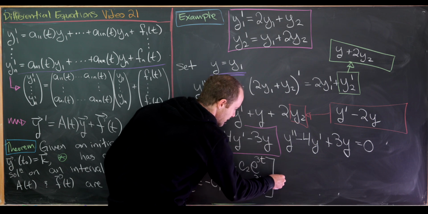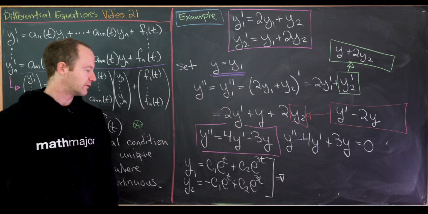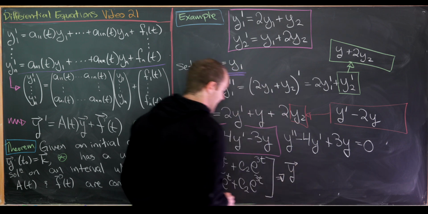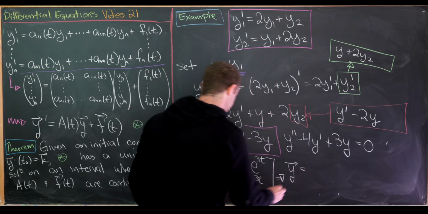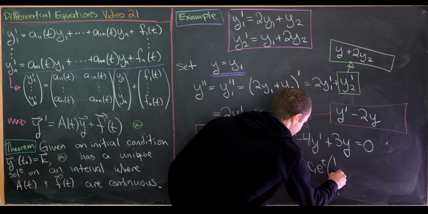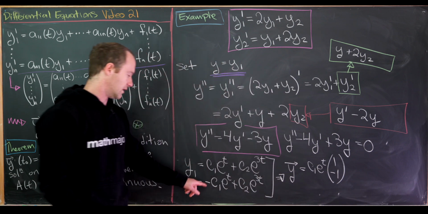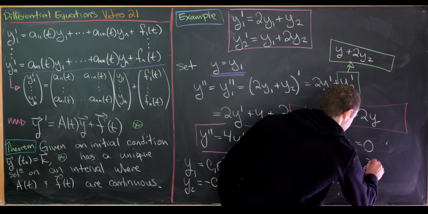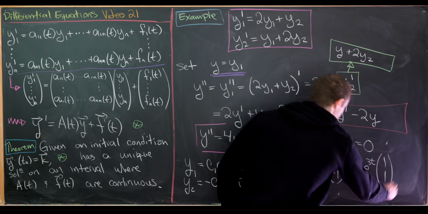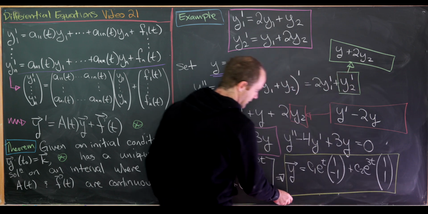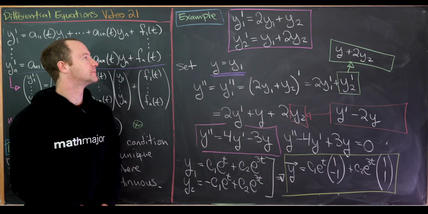So if we were to go ahead and put this in matrix vector form, we would have something like this. So we'll have y vector is equal to, let's write maybe c1 e to the t, and then we have vector 1, negative 1, and then plus c2 e to the 3t times vector 1, 1. Great, and that would be maybe a nice final way of writing this solution down.